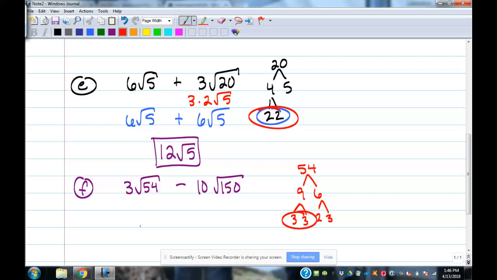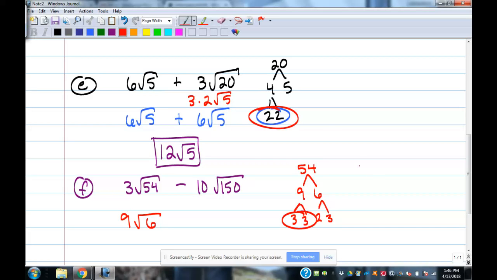What's left inside of the radical? 2 and 3, which is 6, right? What's on the outside of that radical now? 9, 3 times 3. The 3 that was already there times the 3 that we're pulling out. So the 3 times this 3 is 9.